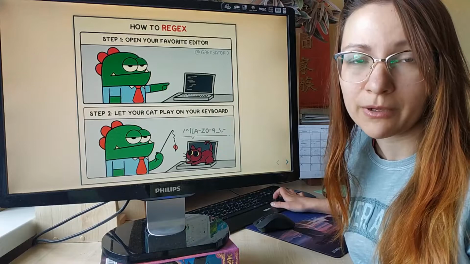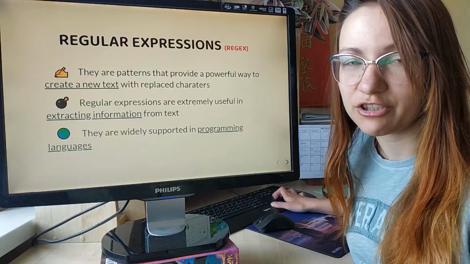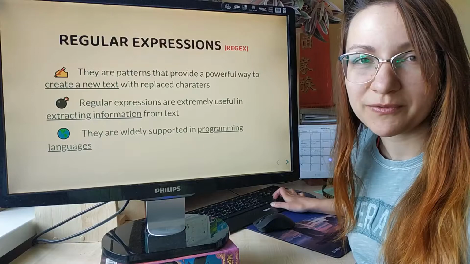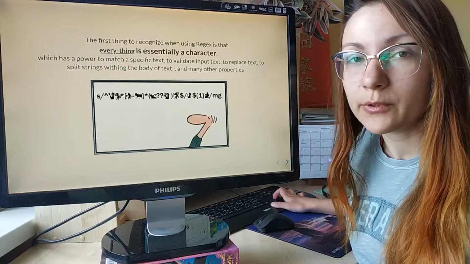So you had better know them, because regular expressions are extremely useful in extracting information and in data validation, and are widely supported in programming languages such as Java, Python, JavaScript and many others. They are patterns that have a huge impact on your code, so it will be easy to read for computers and sometimes for coworkers. So, the first thing to recognize when using regular expressions is that every symbol, every sign is essentially a character that has a superpower to catch a specific text.